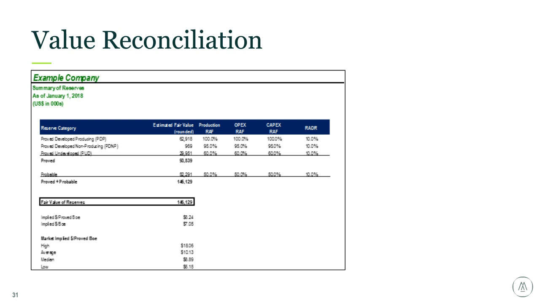You'll see the estimated fair value of the PDP and the PDNP and the PUDs here, and a fair amount, as you see, to the probables. We risk those at 50%, as well as various riskings of the CapEx and OpEx. But then coming down and reconciling that to the transactions is an important step for IRS purposes. And you'll see that analysis below the fair value of the reserves, kind of in the lower middle of the page.